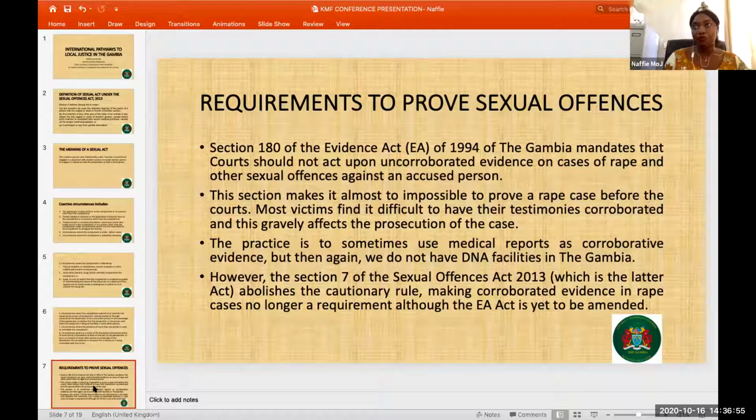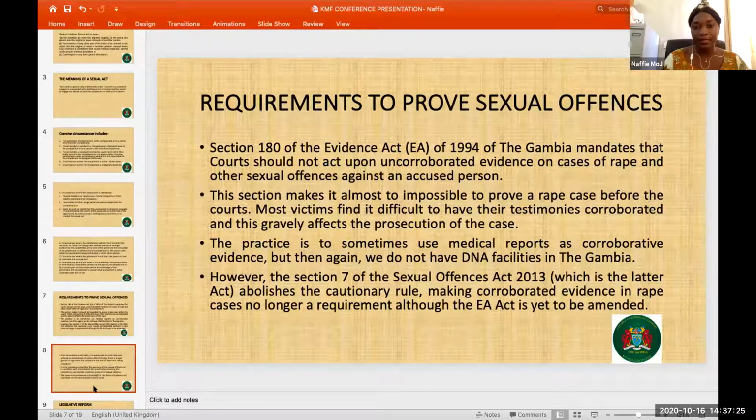We even had this discussion today at the weekly council meetings at the conference room, where I briefly indicated that since the abolition of the cautionary rule in the Sexual Offences Act, probably we as counsel could challenge this in court to see how best it could be accepted by the judges, because the judges are still inclined to the view that you need corroborated evidence to secure a prosecution in a particular case.